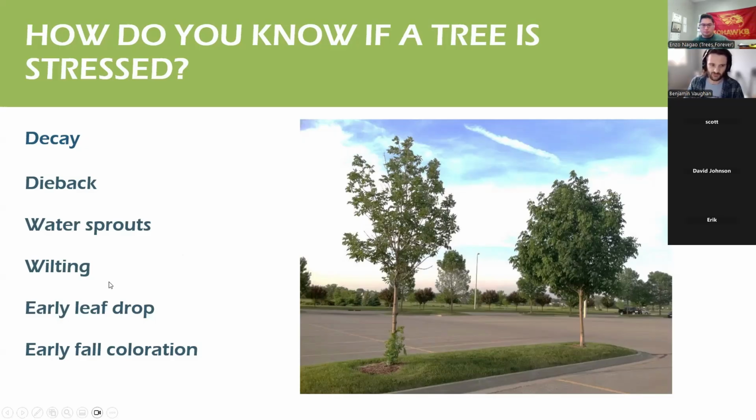Not to go a little off topic, but there's also wilting. I think we all know what that means, commonly with a water issue. Early leaf drop, and then early fall coloration. So if trees are turning color in August, let's say, it might be a drought or otherwise stress issue with the tree.